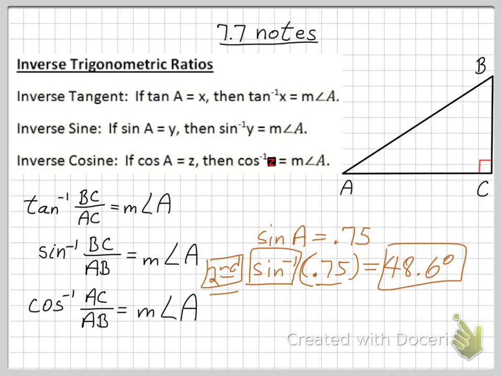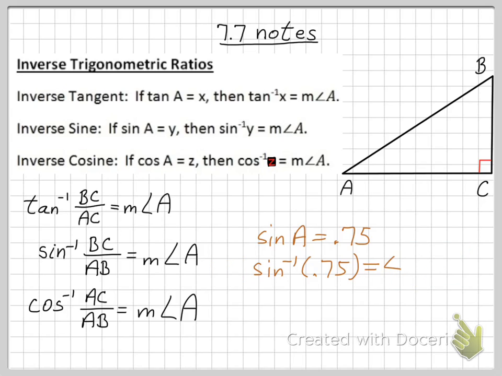If you don't get 48.6 degrees, one of the first things you should investigate is if your calculator is in radians or degrees. So you would go into your settings, go into your mode, and change the mode from radians to degrees, because this only works if your calculator is in degrees.